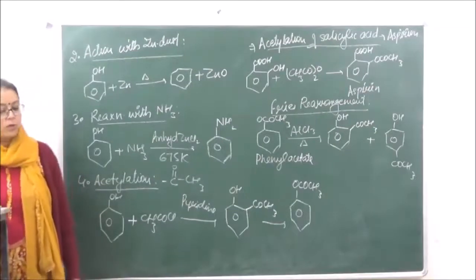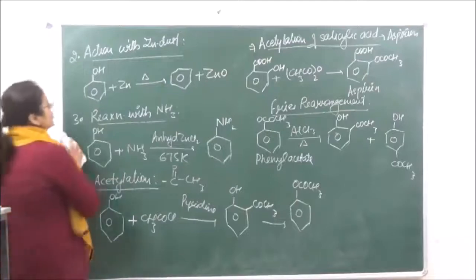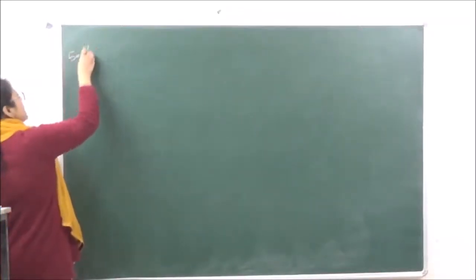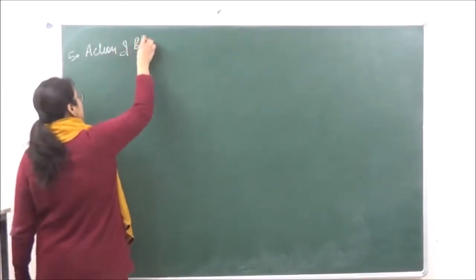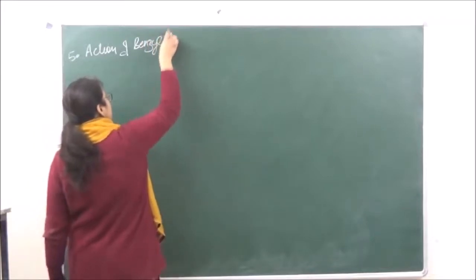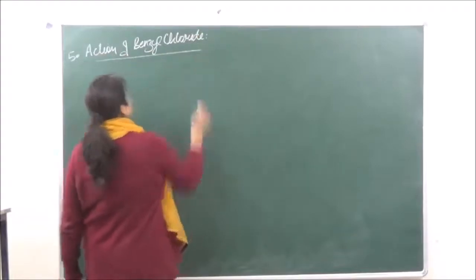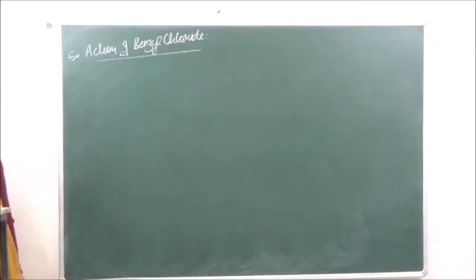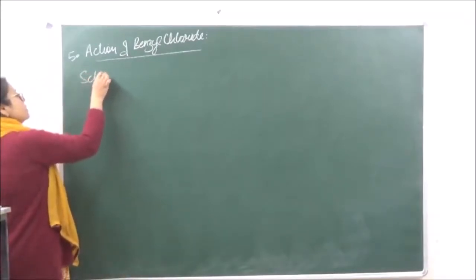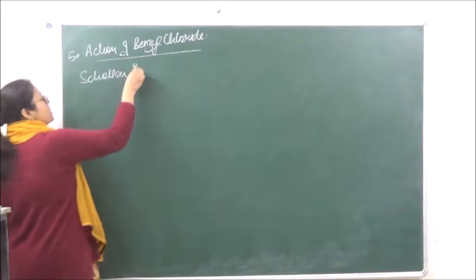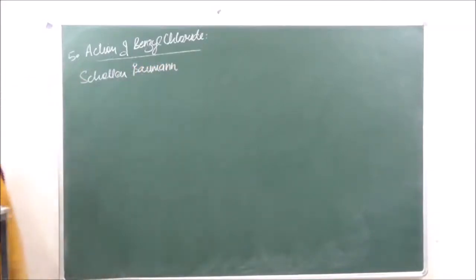para-hydroxyacetophenone. Okay, then the fifth reaction which we are going to do, that is the Schotten-Baumann reaction. Fifth reaction is action of benzoyl chloride. This is known as Schotten-Baumann reaction. In your competitions, you generally get these types of questions. Which of the following is Schotten-Baumann reaction?